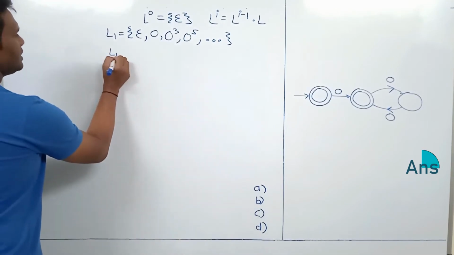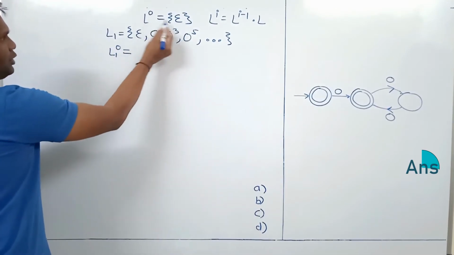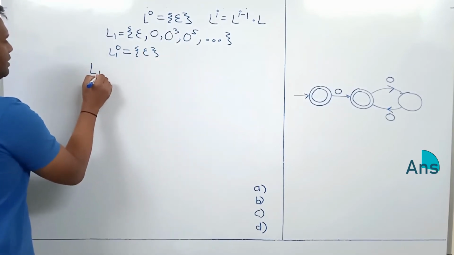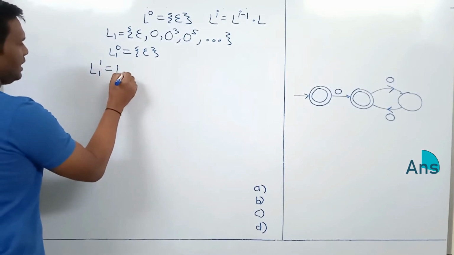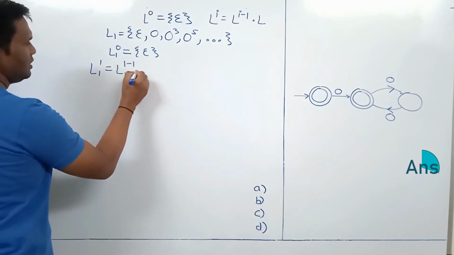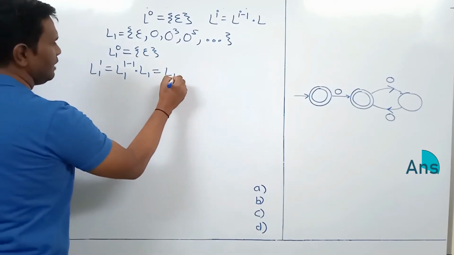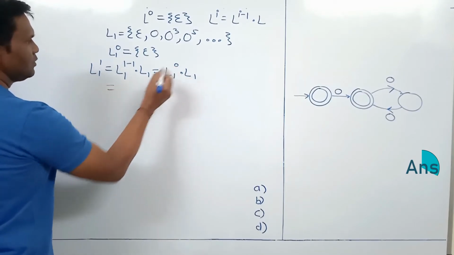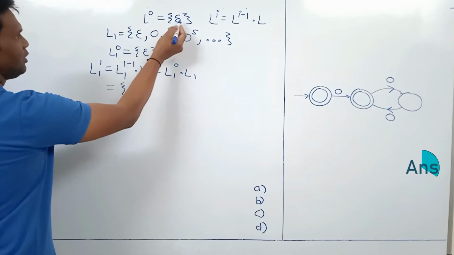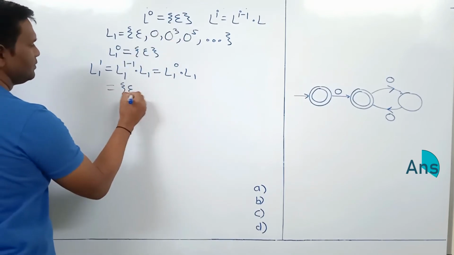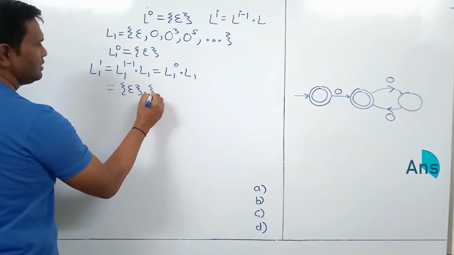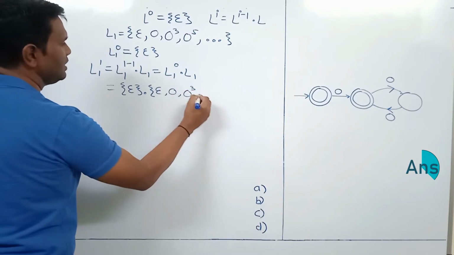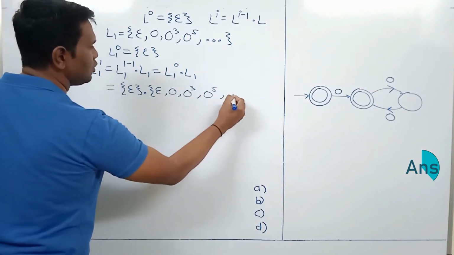So what is L1 power 0? Now according to the formula, L1 power 0 is epsilon. So what is L1 power 1? It is L1 power 1 minus 1 dot L1. This is L1 power 0 dot L1. What is L1 power 0? It is epsilon according to the formula. Dot L1. L1 is epsilon, 0, 0 power 3, 0 power 5 and so on.